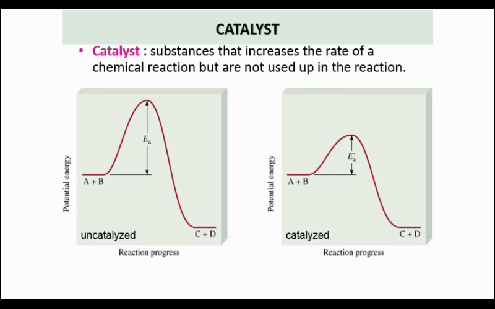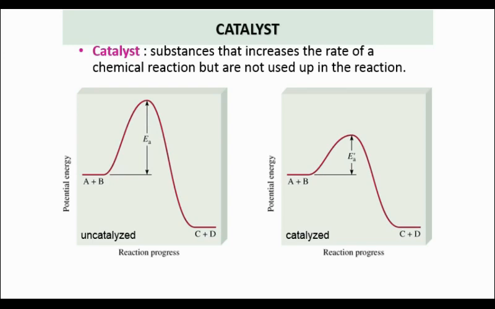A catalyst is a substance that increases the rate of a chemical reaction but is not used up in the reaction. How does it increase the rate of a chemical reaction? A catalyst will provide an alternative pathway.